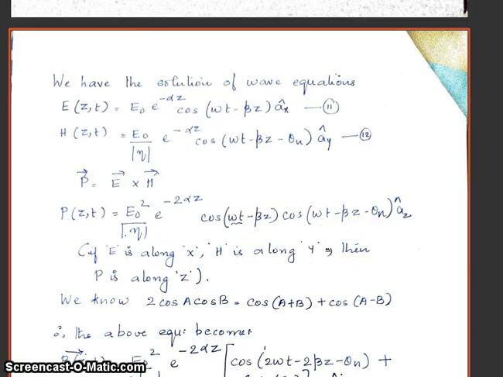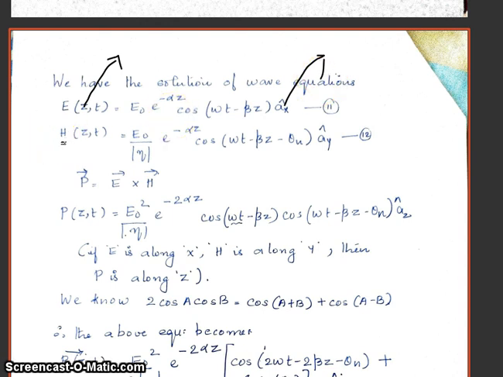Good morning. Next we will see the derivation of power density from Poynting's theorem. Now we have the solution of the wave equation as E(z,t) is equal to E naught e raised to minus alpha z cos(omega t minus beta z) ax. We already derived it earlier. This z shows you that the electromagnetic wave is along the Z direction, and this ax shows you that the electric field is along the X axis.